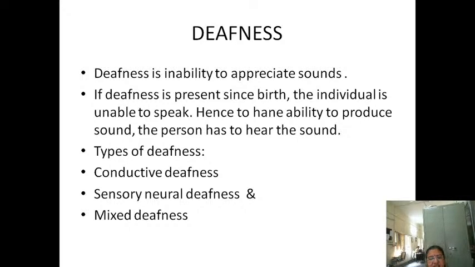Types of deafness. There are 3 types of deafness: conductive deafness, sensory neural deafness, and mixed deafness. Conductive deafness: if there is some wax or otosclerosis or anything which obstructs the passage from the external ear to the inner ear, it is called conductive deafness. And any damage to the hair cells or the cochlear nerve till the brain in the auditory pathway leads to sensory neural deafness. And if both are present, it is called mixed deafness.